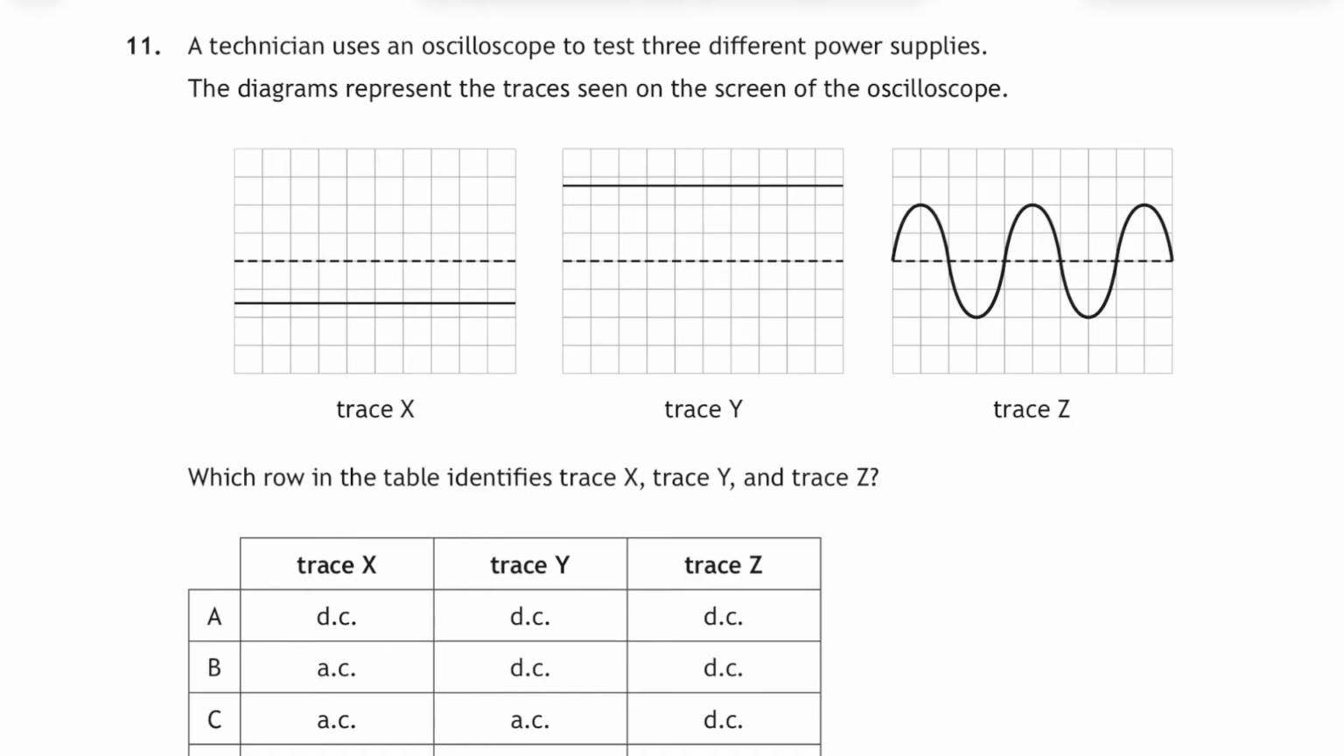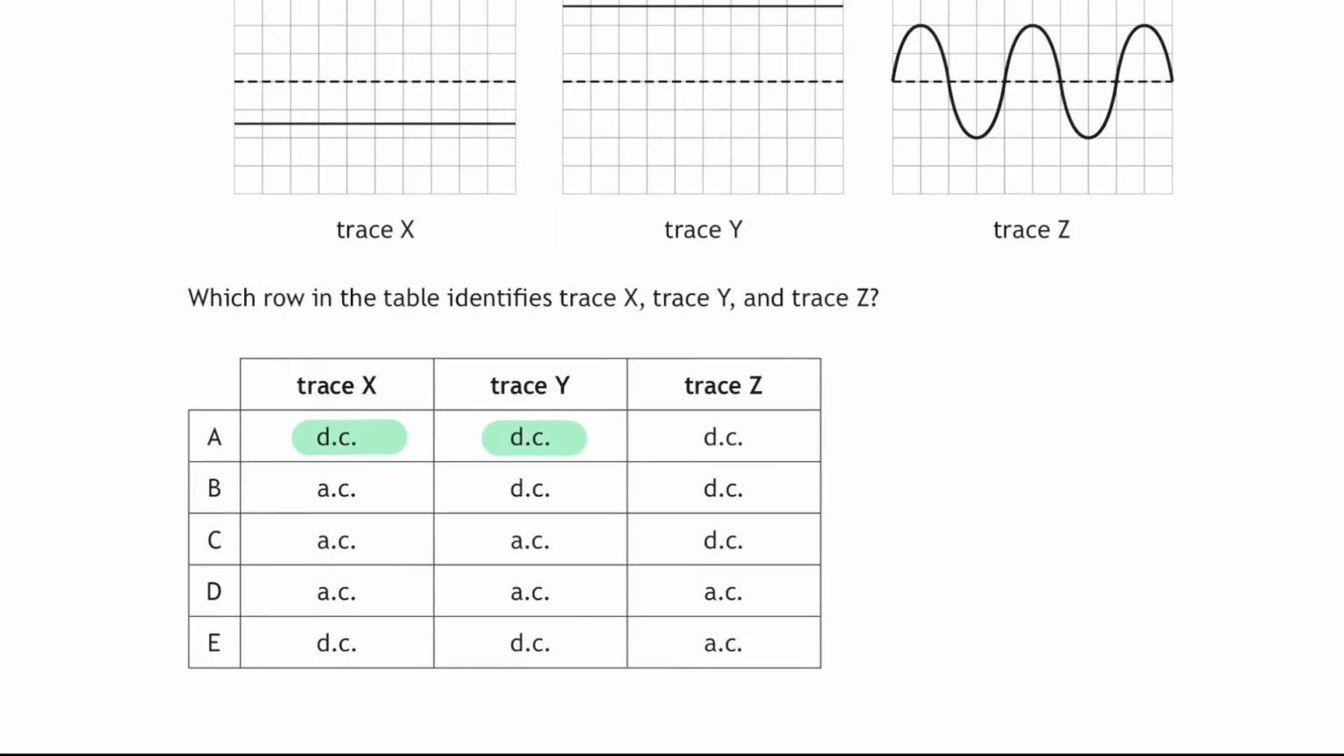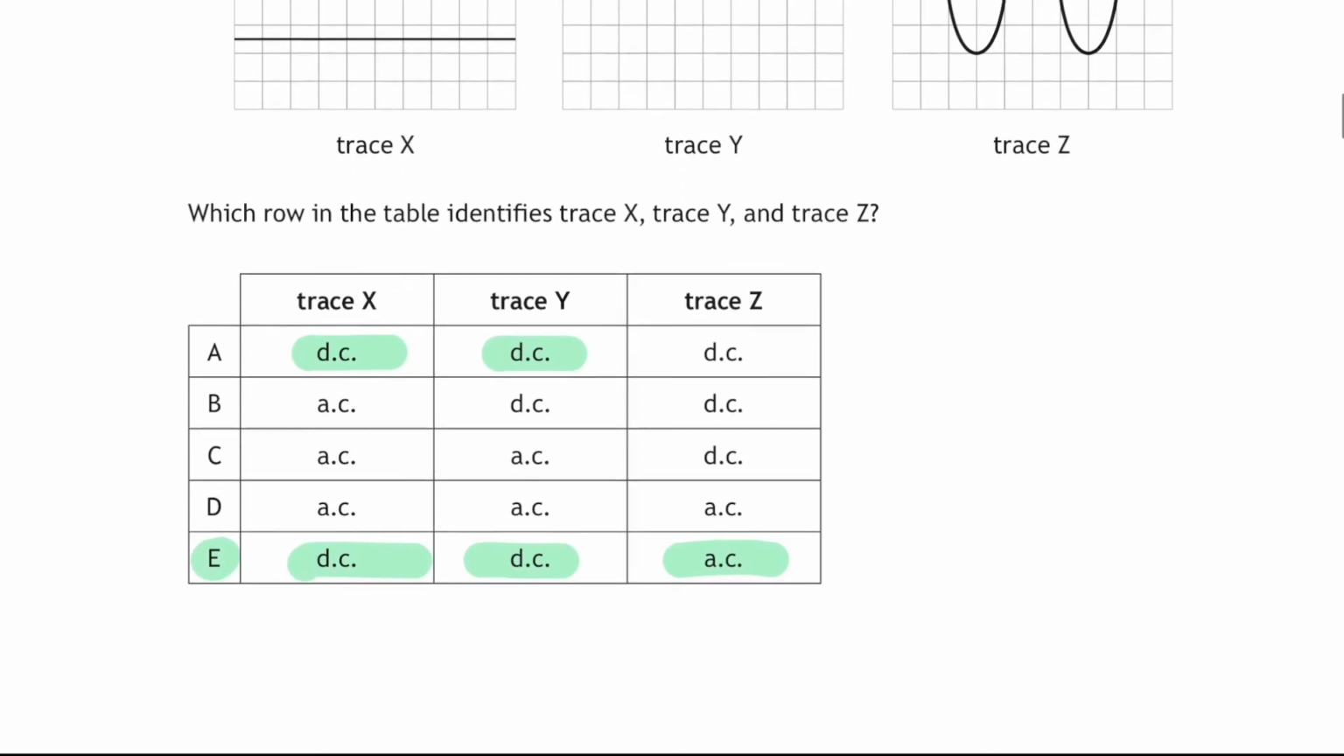So a DC supply is constant, so it should be a straight line on an oscilloscope. And an AC supply, as its name suggests, AC is alternating current. It changes direction at regular intervals and it appears as a wave trace on an oscilloscope. So we've got DC, DC and AC. Let's have a look at the answers. So DC, DC, oh no, A is wrong. DC, DC and AC. It can only be answer E.